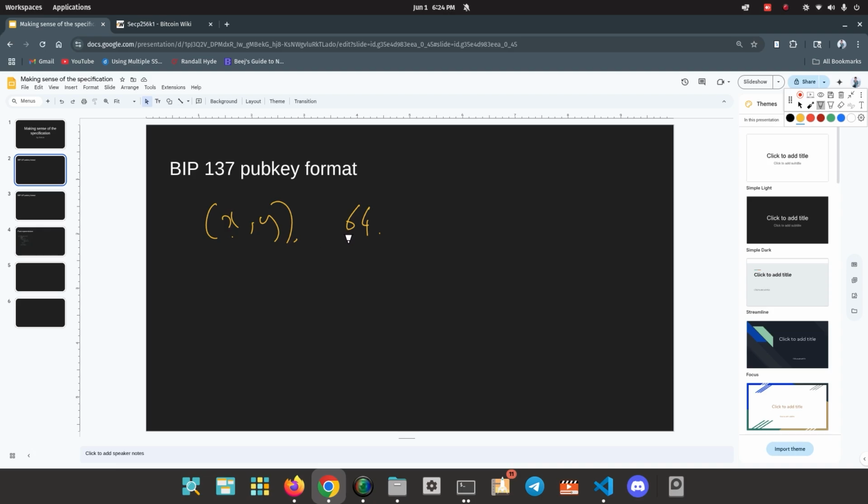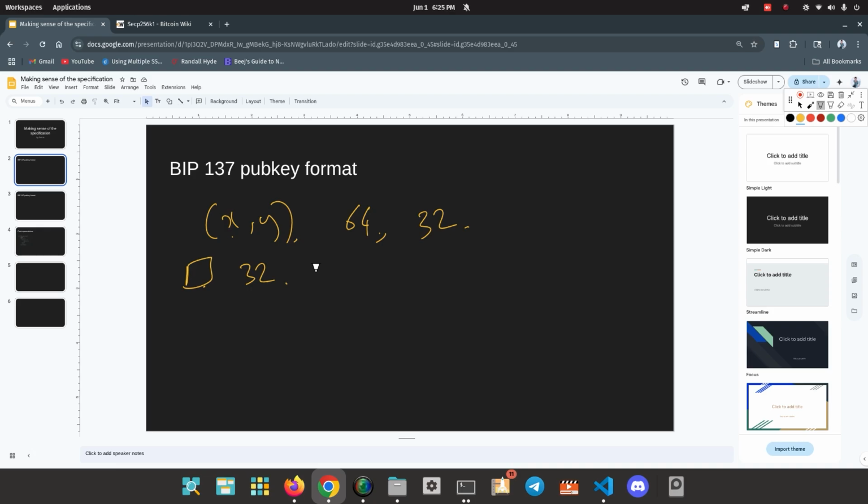So rather than storing 64 bytes, could we reduce it? Could we only store 32 bytes? Of course, but not exactly. What we will use is a leading byte plus 32 bytes. The leading byte will tell whether the format that we are using is compressed or uncompressed. In uncompressed form, we will represent both the x and y axis, hence 64 plus 1, 65 bytes.